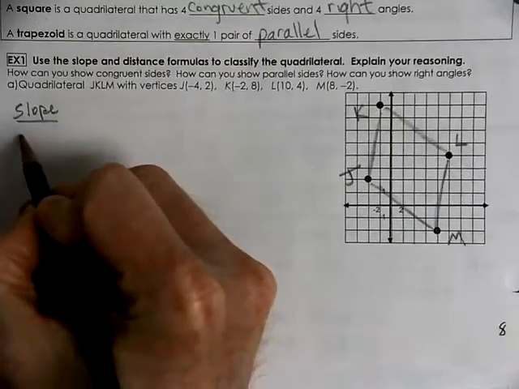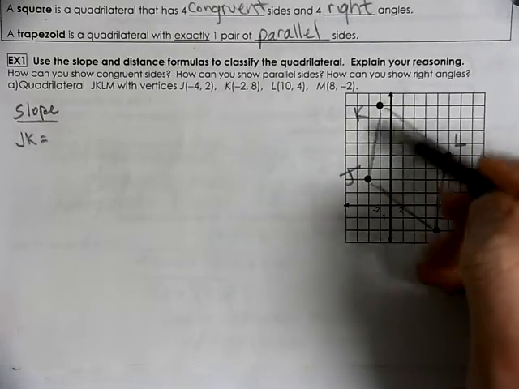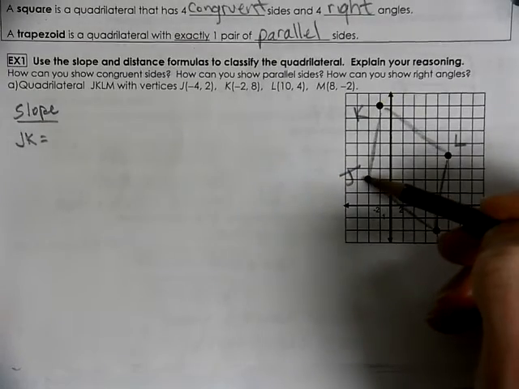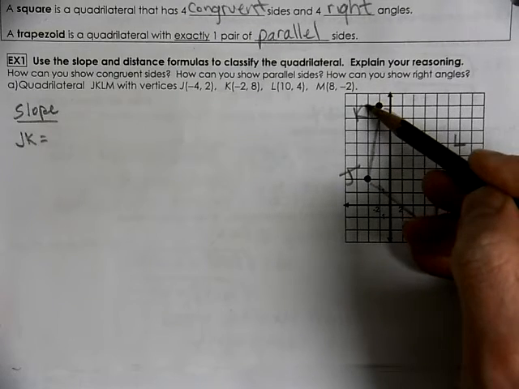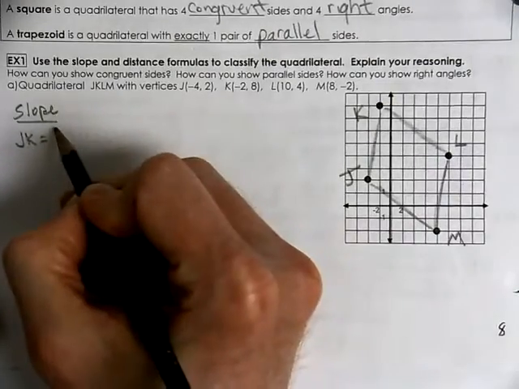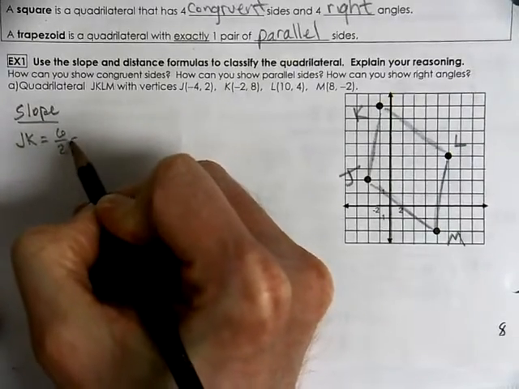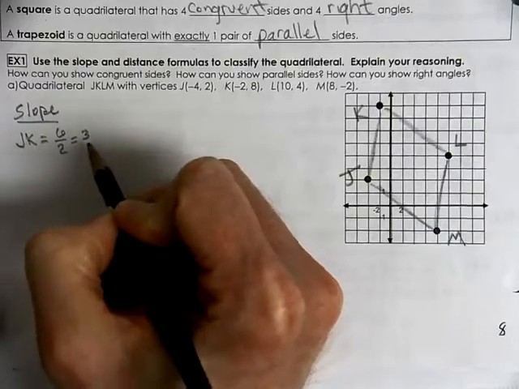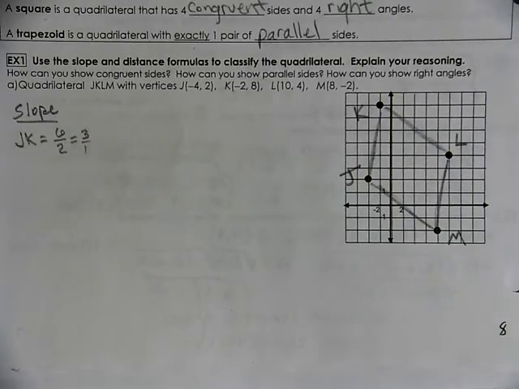We have JK. So we can count, but remember your scale's a little bit different. We're going up by 1, so 1, 2, 3, 4, 5, 6. But horizontally we go by 2s. So up 6 over 2. That has a slope of 3. Or you could call it 3 over 1 if you want. That's JK.